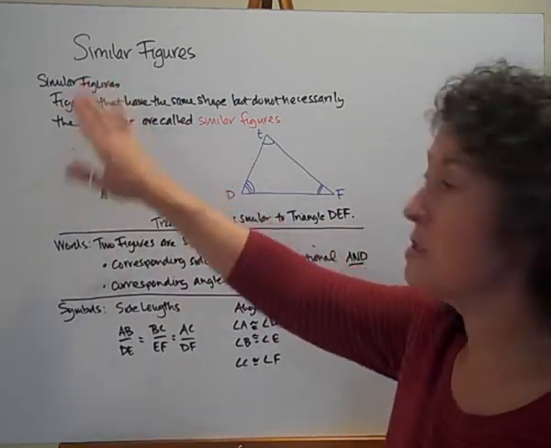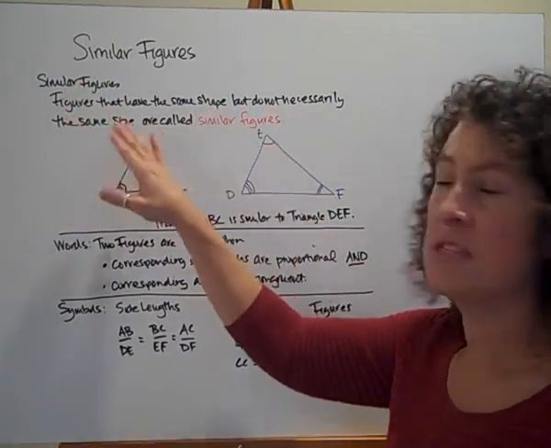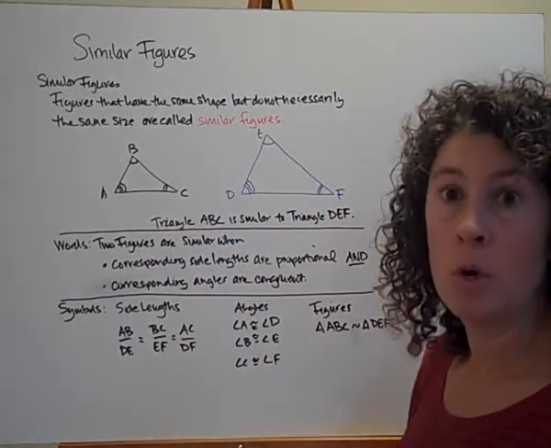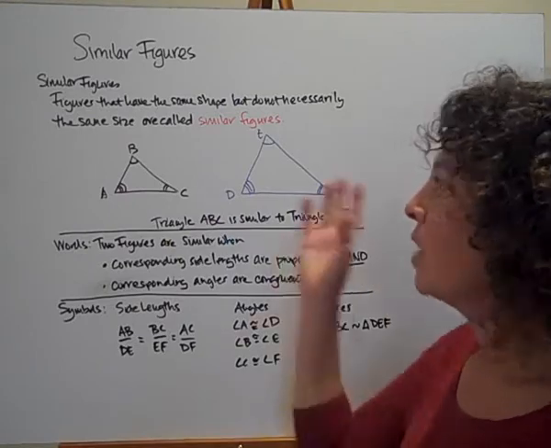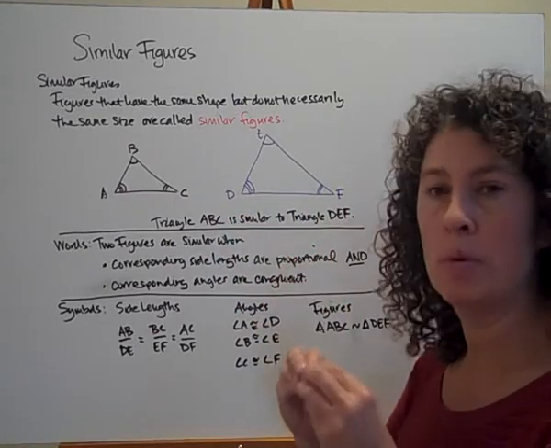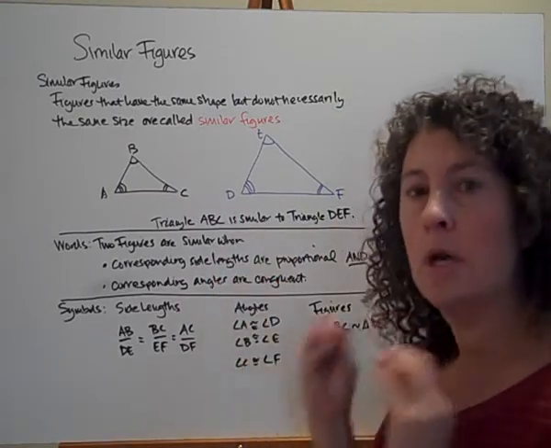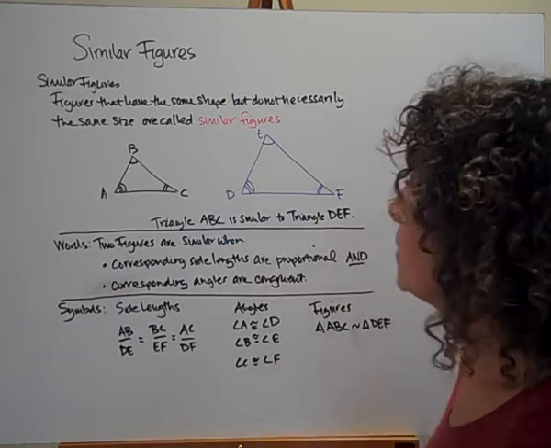Similar figures are figures that have the same shape but do not necessarily have the same size. They can be the same size and still count as similar. However, they don't have to be the same size. If you imagine that you put one of the figures on a copy machine and enlarged or reduced it, they are the same shape, but not necessarily the same size.